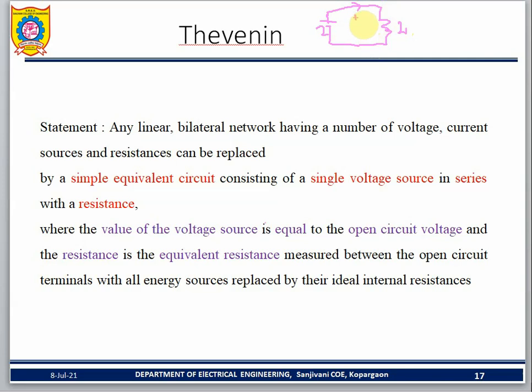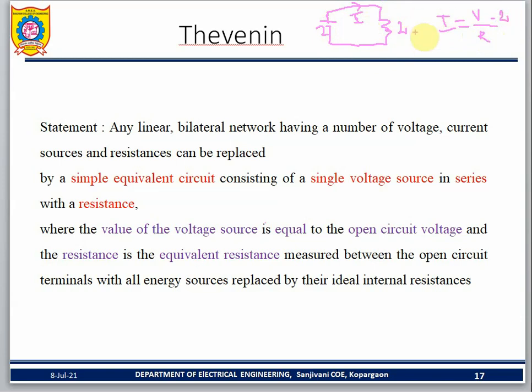What is the current? Can you find out the current value? Yes, I know how to find it. That is called Ohm's law: V is equal to I into R. So I is equal to V upon R. What is the V value? 2. Very good.